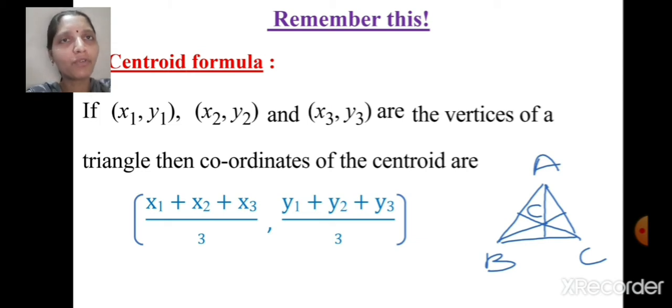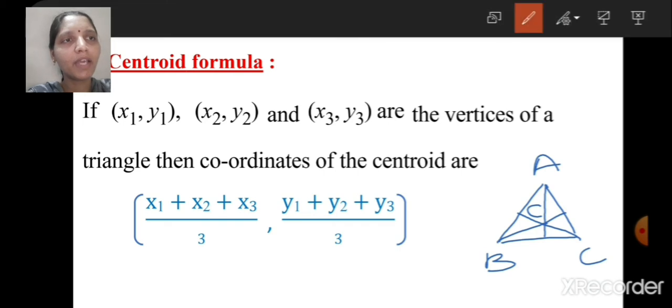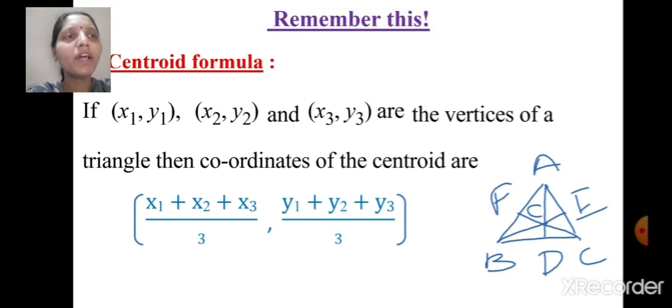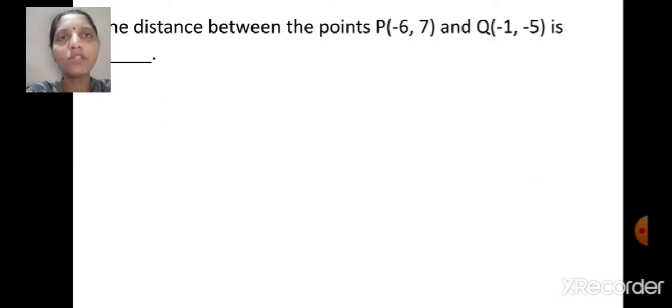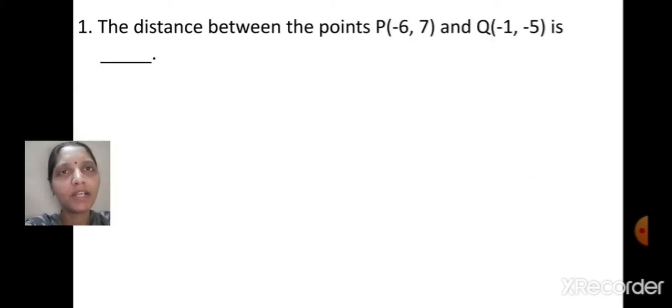One more point you should remember is that the centroid divides these segments, let's write their names, AD, BE and CF. So the centroid divides all these medians in the ratio 2:1. Okay, so I hope the concepts are clear to all of you. Now let's see a few examples or a few questions from this lesson.